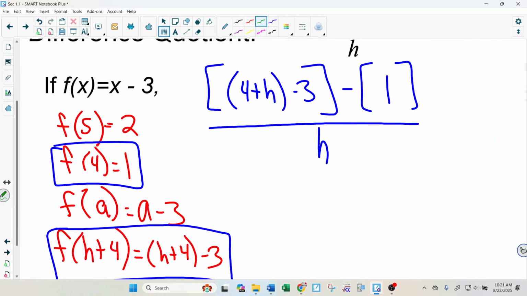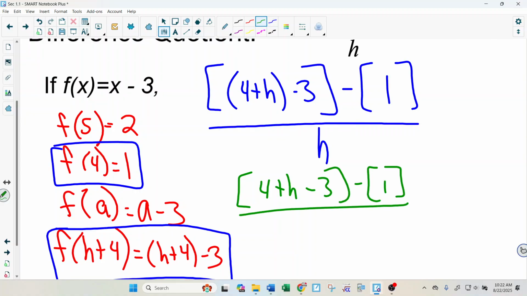And what always, always, always happens is if we multiply this out, we have 4 plus h minus 3 minus 1, all over h. So all of the numbers without h, 4 minus 3 is 1, minus 1, all these numbers cancel, right? That always happens. And then you're always going to be left with some h's on the top, some h's on the bottom, which can simplify. In this case, the answer is just 1.